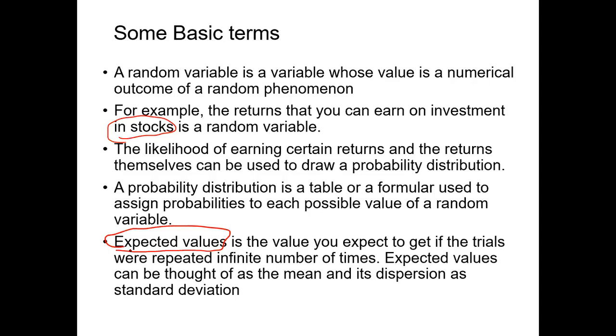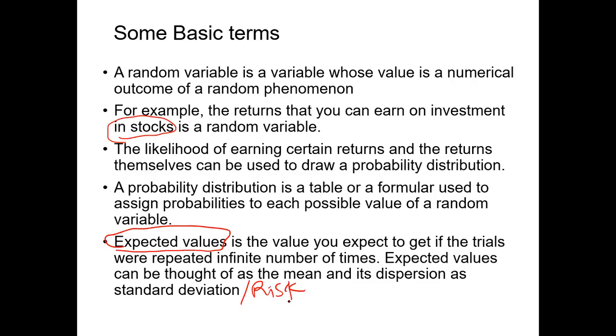So expected value is the value you get if the trials are repeated an infinite number of times. And that value is just an average. And the average is just found by multiplying the probabilities by the returns, and you get the expected return. Okay, and the dispersion around that expected return is the standard deviation, which is also a measure of risk.